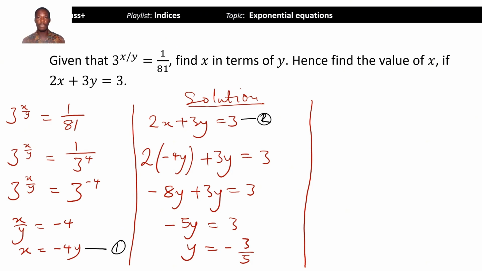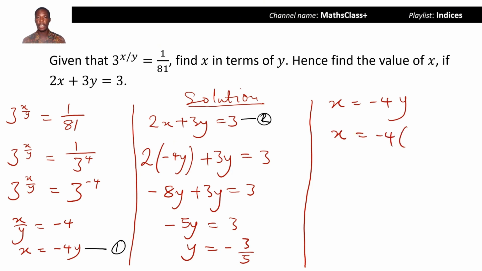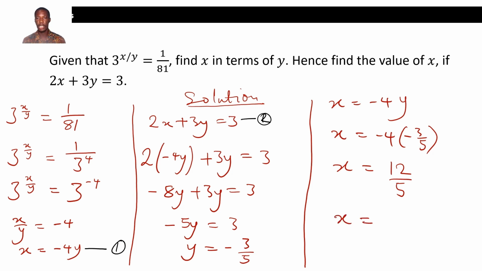Then with the y value obtained, I can now substitute into equation 1 to get the value of x. So x is equal to minus 4y. And now y happens to be negative 3 over 5. So when I do the multiplication, x will be equal to positive 12 over 5. And I will leave my answer as a mixed fraction, and that will be 2 whole number 2 over 5. Okay, so that's it.